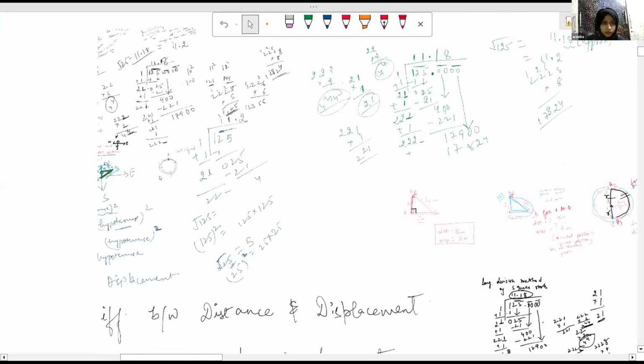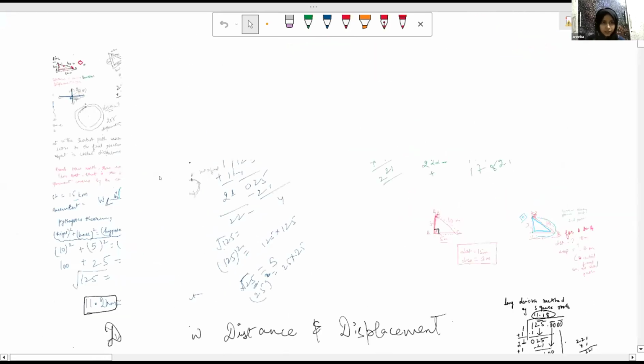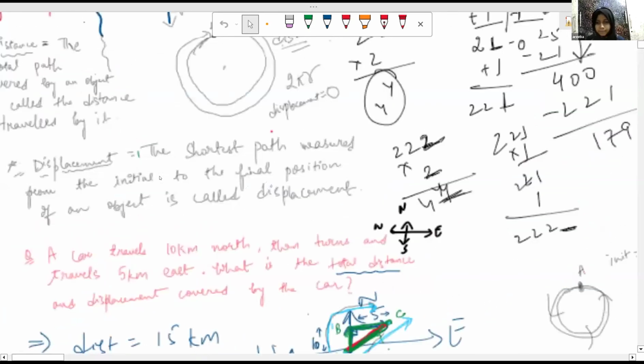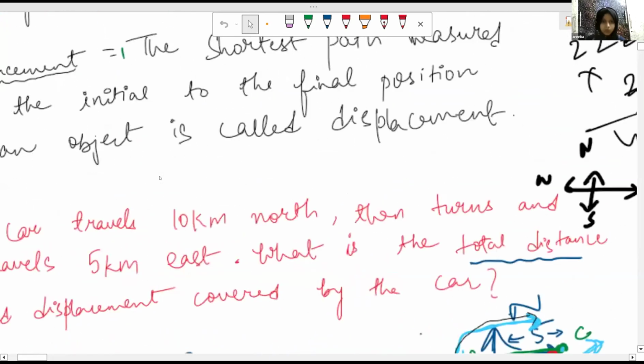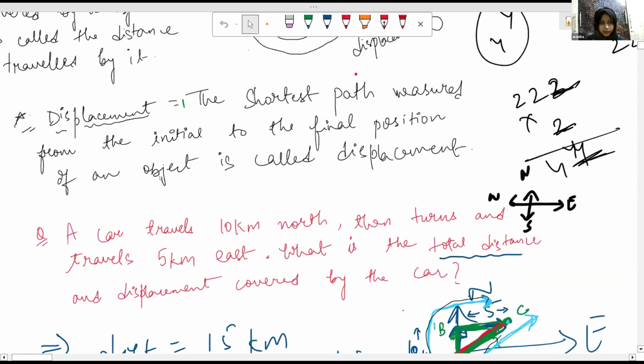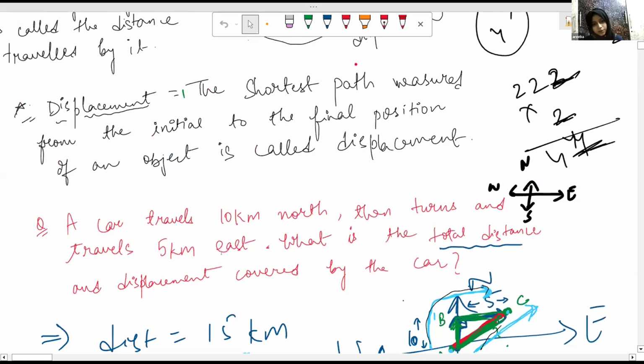Okay. Now let us write one question. Are you okay with the calculations or do you find it difficult? No, I'm okay with the calculations. Again, if any doubt, you're going to tell me. First write this question, then I'll tell you the approach. You have written the definition of displacement and distance, right? Yes. Okay, now write this one.